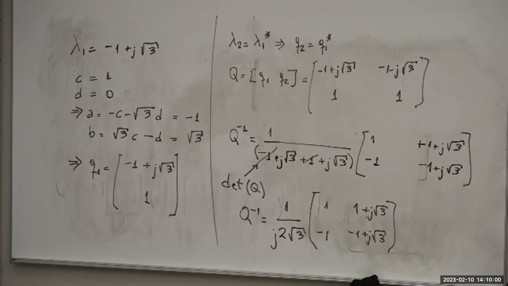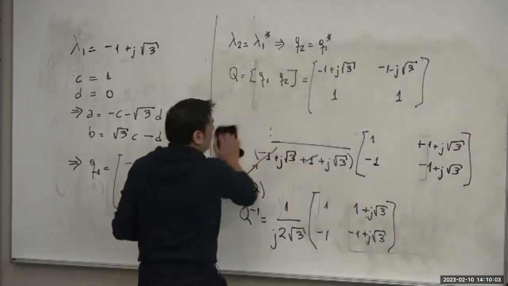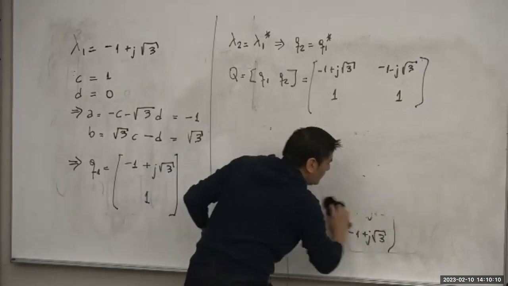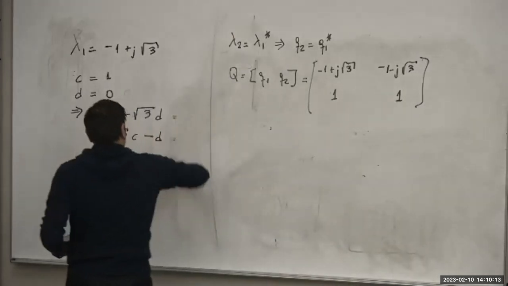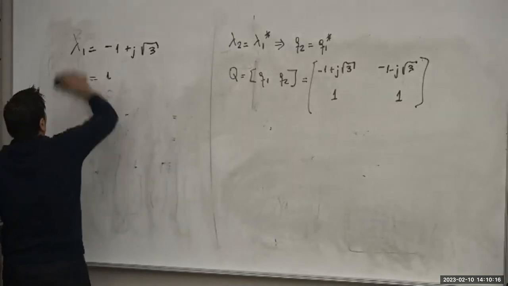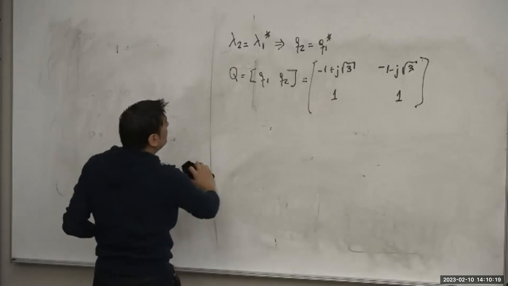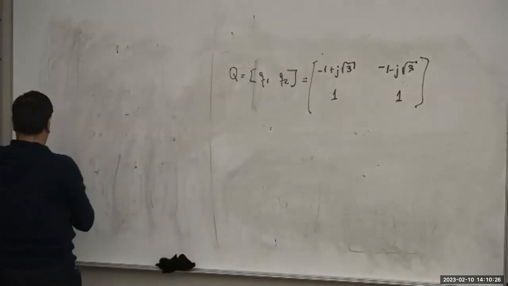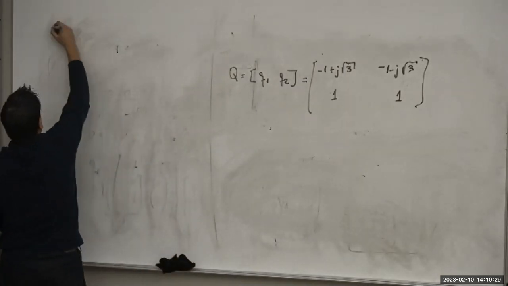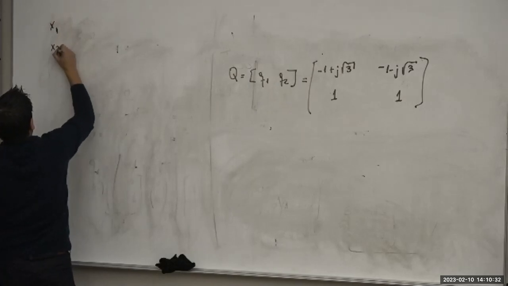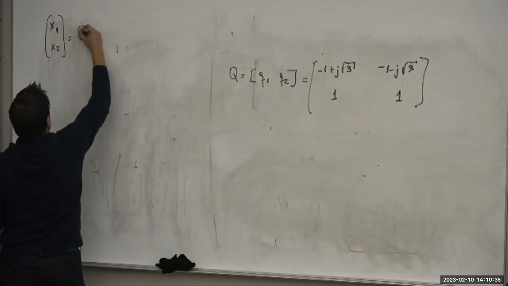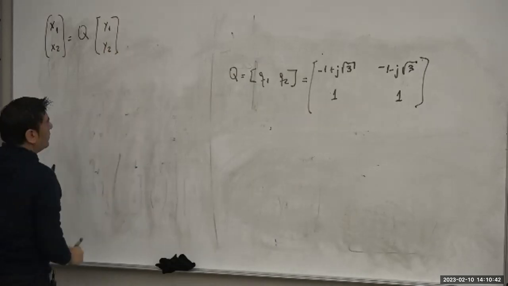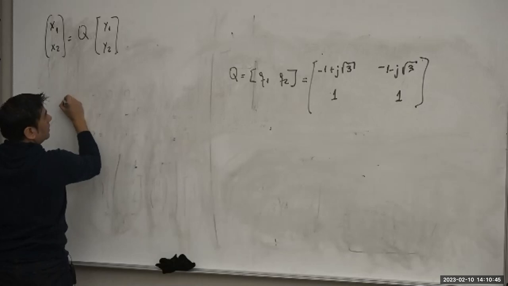So what is next? As we have the solution for lambda y1 and y2, what we're going to do now is to get the transformation Qy, because that will give us the original state variables x1 and x2. So the final step here: x1 and x2 is going to be equal to the matrix Q multiplied by the vector y1 and y2. So we do that.